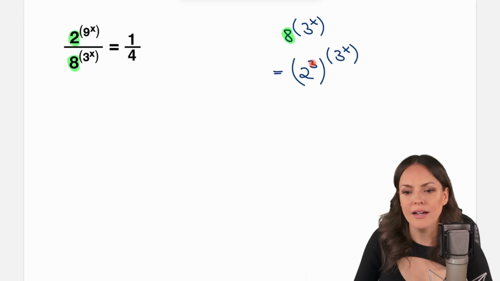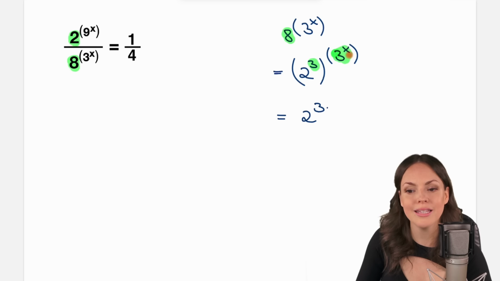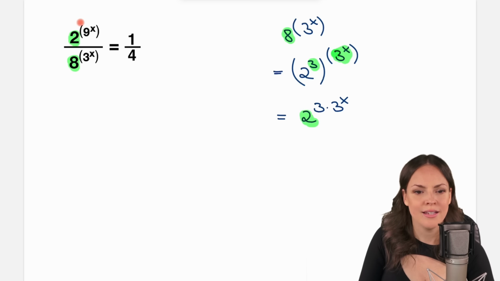And now we are allowed to multiply the exponents. So we just keep the base 2, and then we take this exponent, the 3, and multiply it by this exponent, 3 to the power of x. So instead of this expression here in the denominator, we can write it as this, where we have base 2 as well. So let's do this.